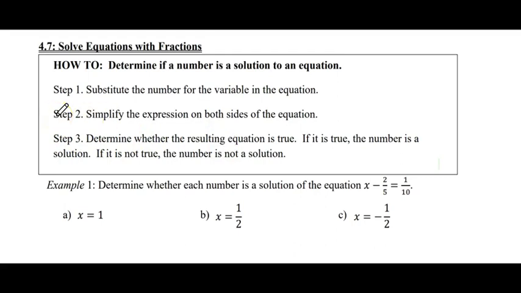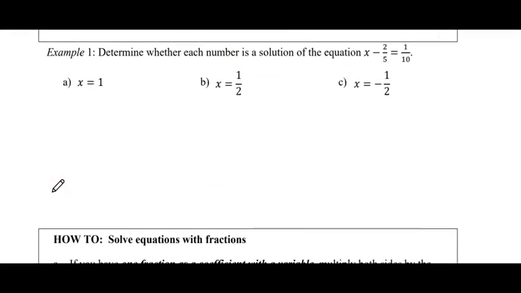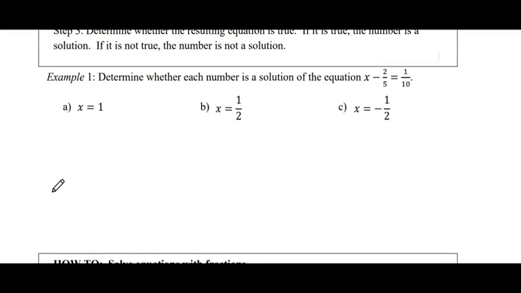So let's go ahead and look at our example number 1. We have the equation x minus 2/5 equals 1/10. We're going to check if x equals 1 would be a solution to this equation. So let's go ahead and drop it in. Using x equals 1, you would plug it into your equation. So you would say 1 minus 2/5 equals 1/10.